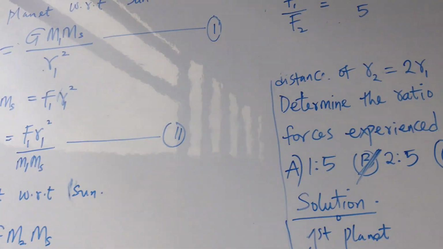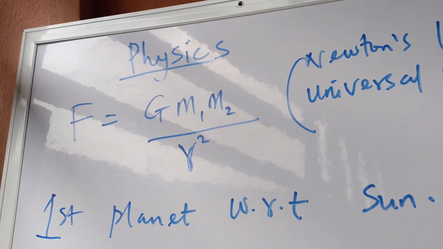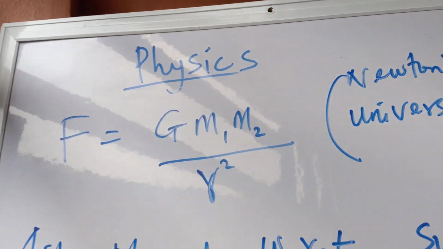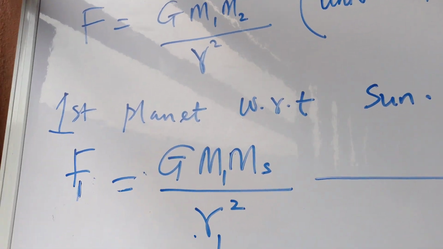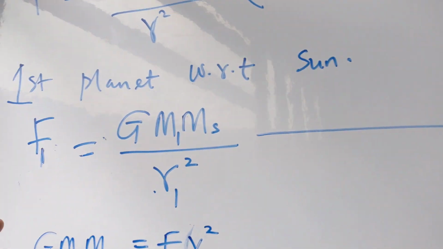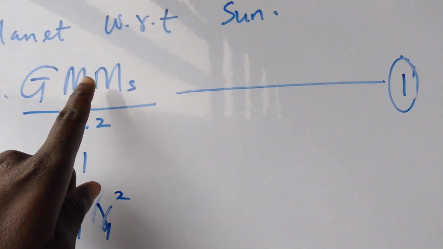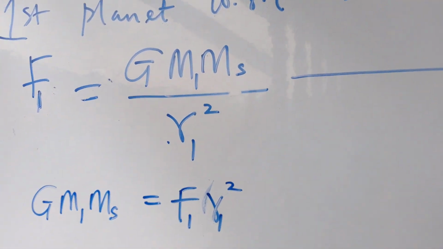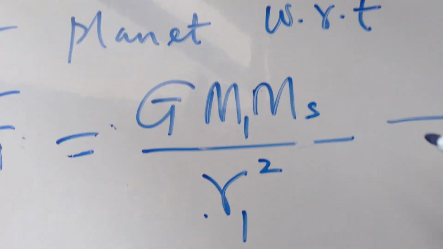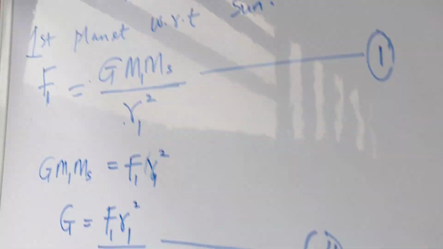Now we're making use of Newton's law of universal gravitation, and the formula tells us that the gravitational force of attraction F equals G m1 m2 over r squared. Now we are looking at this in two scenarios. The first scenario is the first planet with respect to the sun. That means this will be m1, the mass of the first planet, times ms, the mass of the sun, all over r1 raised to the power of 2. And r1, I told you, is the distance between the first planet and the sun.